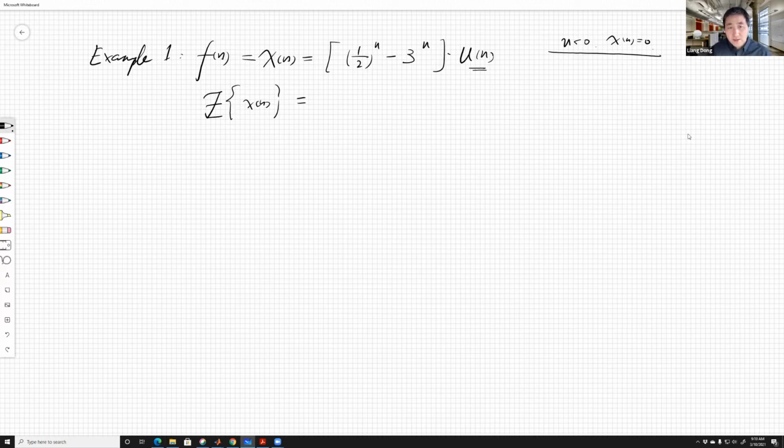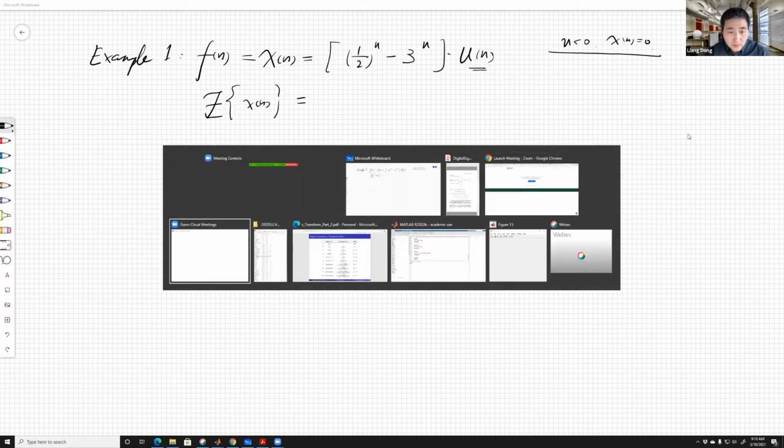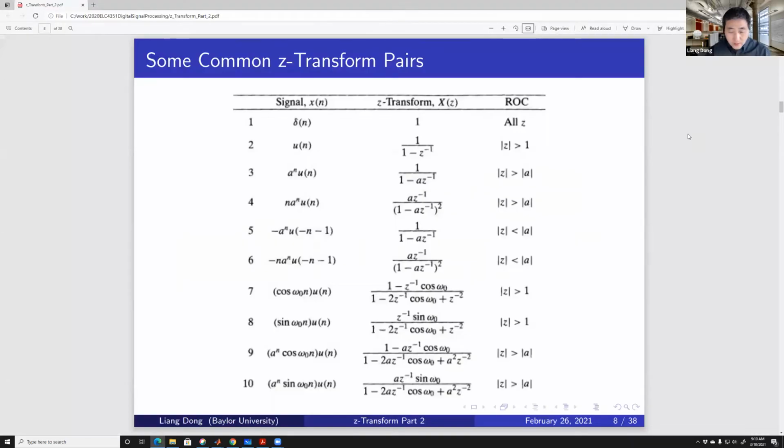Now, if x[n] is in this format, a base to the power n, where n is the time variable, just the index 0, 1, 2, 3, we know it's very easy to find the Z transform. Let me switch to the board. We should already have that memorized. But if you go back to the Z transform pair table, we find that this term here is causal.